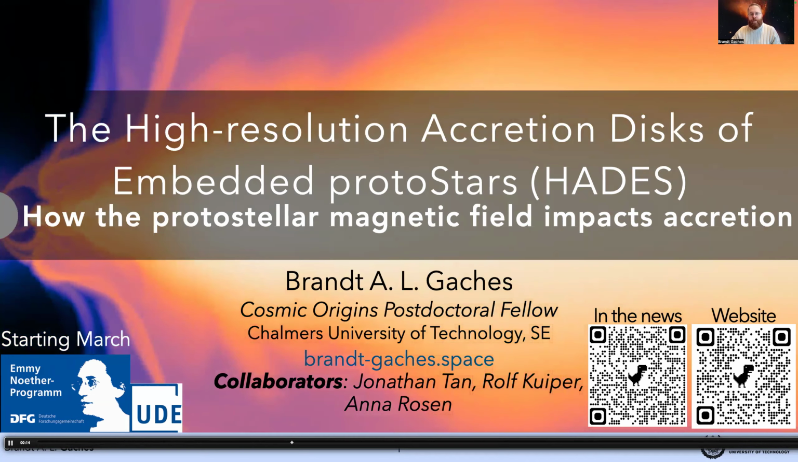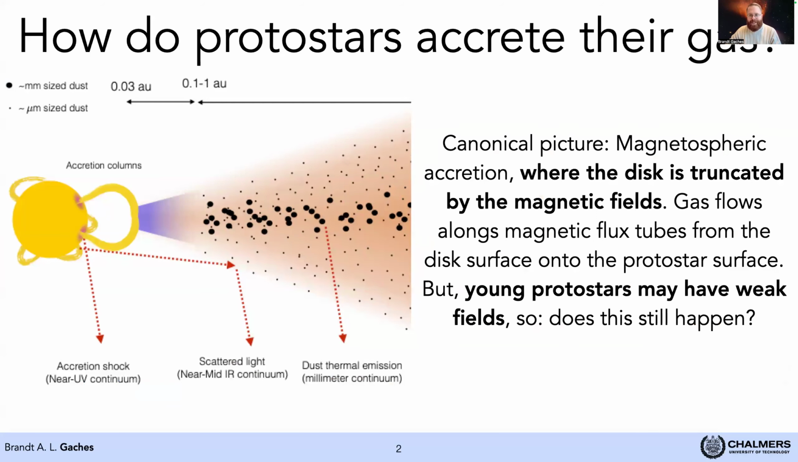So first off, I just want to motivate why we do these simulations in the first place, why we care. There's still a big fundamental question within the field of star formation: how do protostars actually accrete their mass? I've shown here one of the more typical pictures that I'm sure everyone here has seen, of magnetospheric accretion. This is the fiducial model for how protostars grow their mass, where you have some truncated disk, truncated by the magnetic fields, and gas flows up to this truncation point and then flows along magnetic flux tubes from the disk surface to the protostar surface.